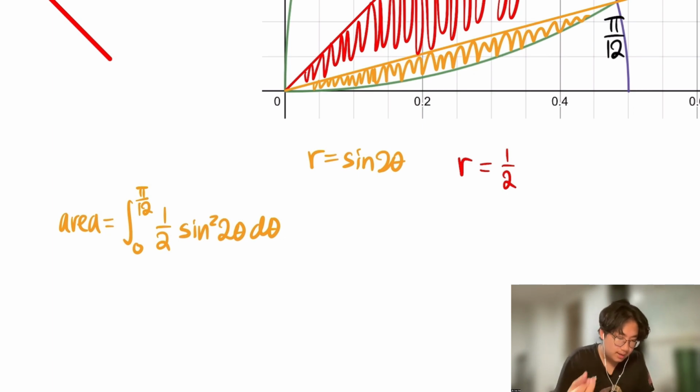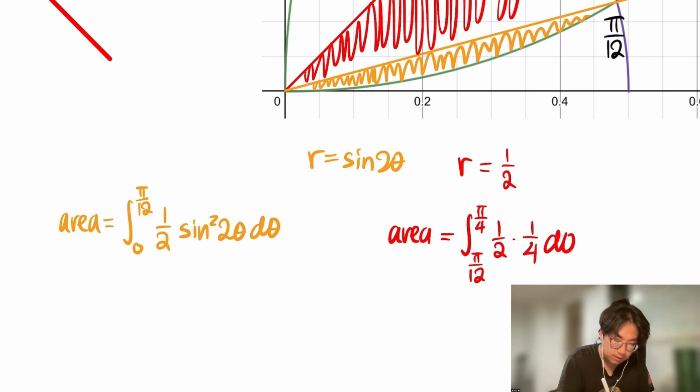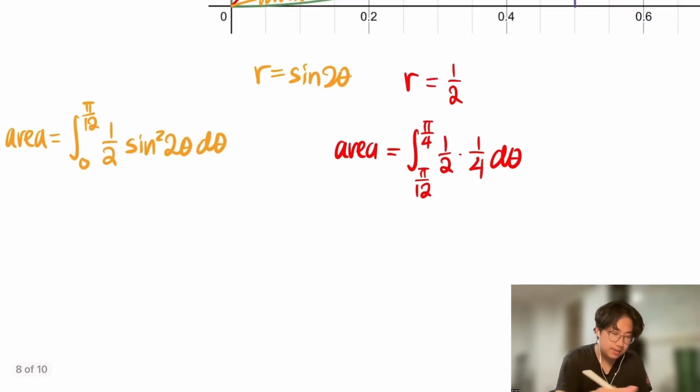And for the red, similar idea. So the area is equal to the integral between pi over 12 and pi over 4 of, again, 1/2 times r squared. So 1 over 4 d theta. This you can obviously simplify. We'll simplify once we combine them together, but this you can just have as 1 over 8.